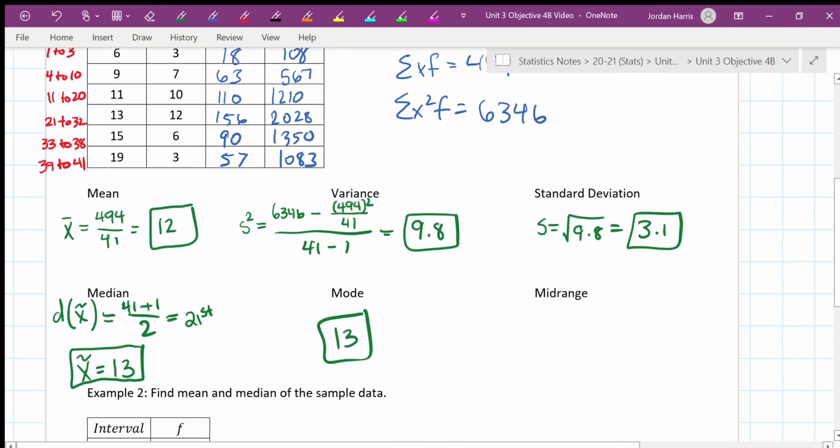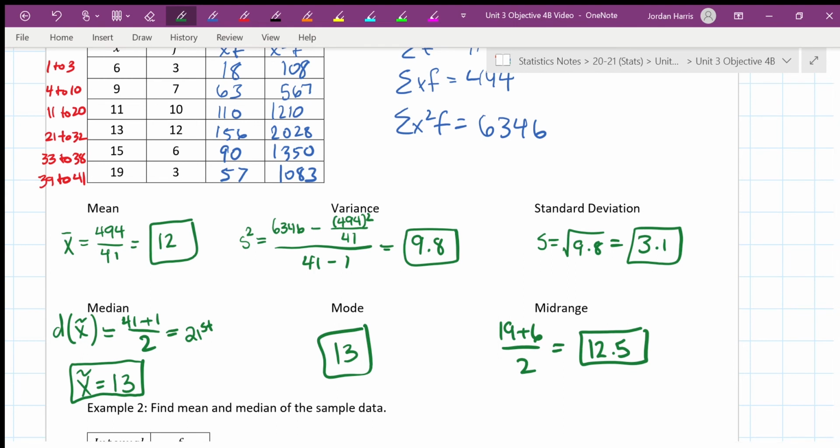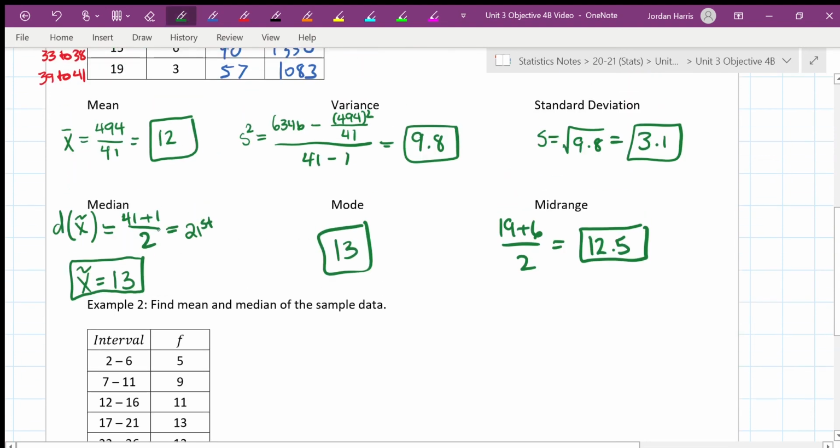Mid-range, we take the biggest one, add the smallest one, and divide by 2. So that one doesn't change much. 19 plus 6 divided by 2. So that's 25 divided by 2, which is 12.5. Got it. So that's our median, mode, and mid-range with frequency distributions. And by the way, finding the median using this formula is going to start getting important because as we find more and more medians throughout this year, they're going to get more and more complicated, like this. So make sure you understand that.